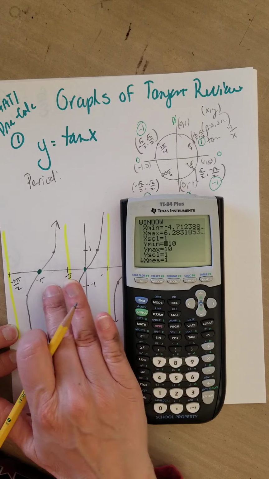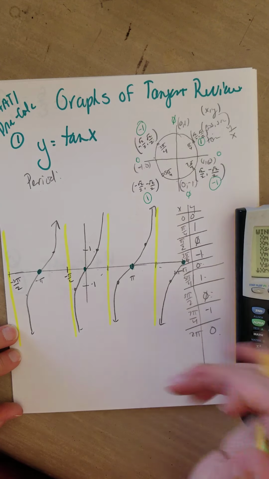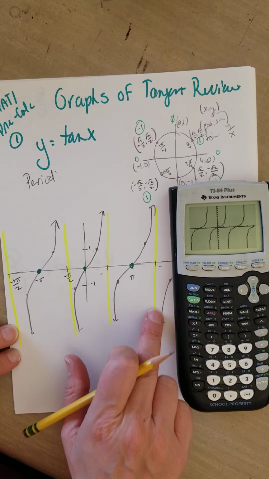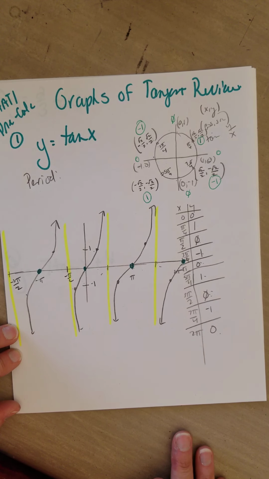My y min, it doesn't really matter what I do here. So here we go. I should have something that looks exactly like this when I press graph. So there's my first one right here, and there's my second one, and there's my third one, and then the tail end of my fourth one. So I'm feeling really good about that. So I have that.